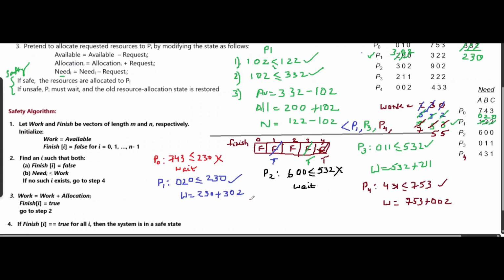Okay, let us take P naught. P naught is Finish false only. What is P naught's Need? P naught's Need is 7 4 3, less than or equal to Work. What is Work? 7 5 5. Yes, it is true. So as it is true, the Work has to be added with the Allocation. What is the Allocation of P naught? 0 1 0. Work has to be updated. So 7 plus 0 is 7, and then 5 plus 1 is 6, and 5 plus 0 is 5.